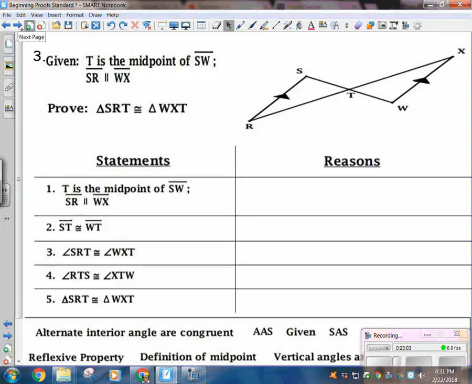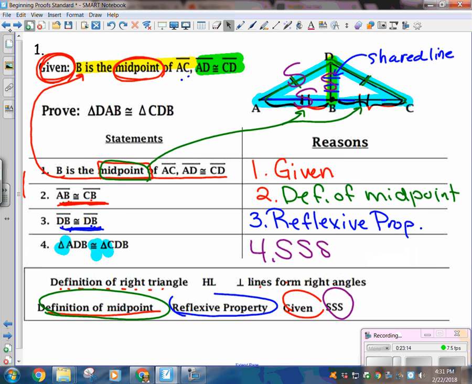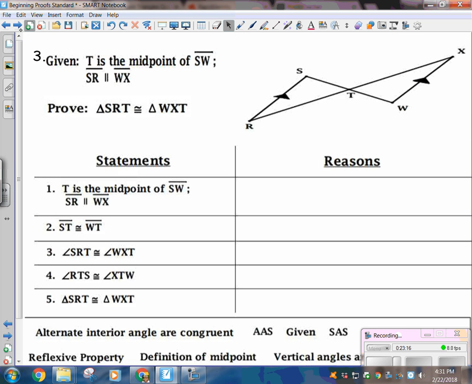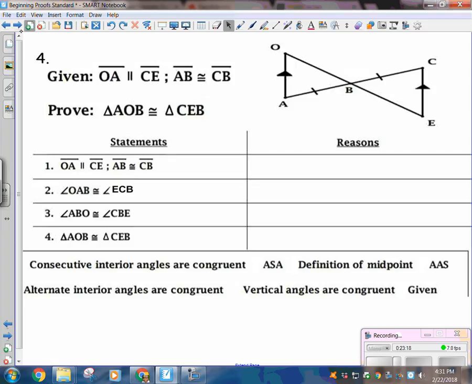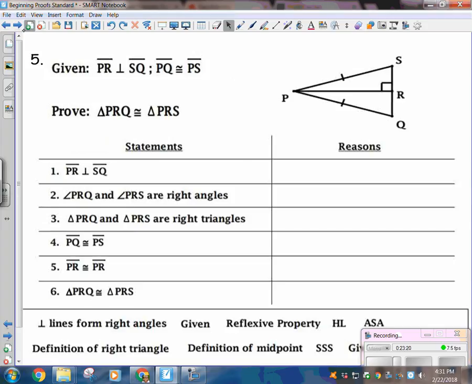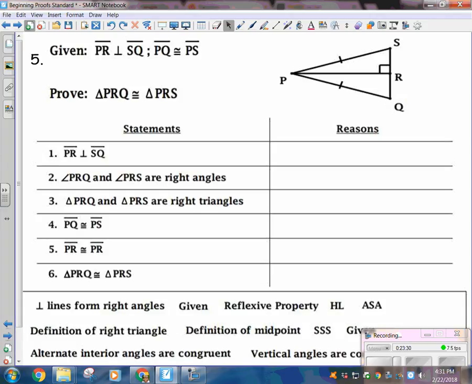Number 3. This will be the last one I'll do with you. We already talked about midpoint. Did we talk about midpoint? I think we have. I'm going to skip 3, and I'm going to skip 4. I think I'm going to do 5 with you, and when we finish 5, I'm going to let you give it a go on your own. Okay. All right, number 5.